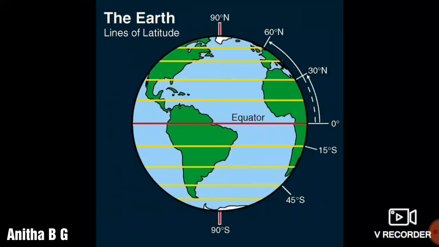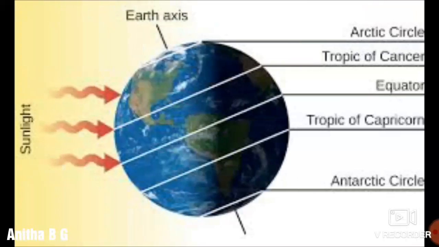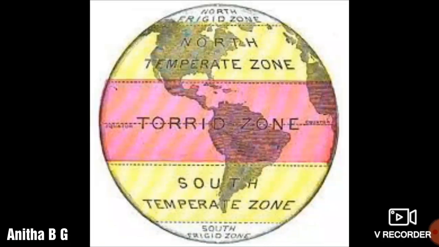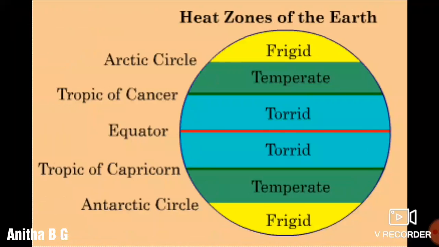And we can see the parallels of latitudes on our earth. What are those? The Arctic Circle, Tropic of Cancer, Equator, Tropic of Capricorn and the Antarctic Circle. And we can see the heat zones of the earth. What are those? The torrid zone, temperate zone and also the frigid zone.